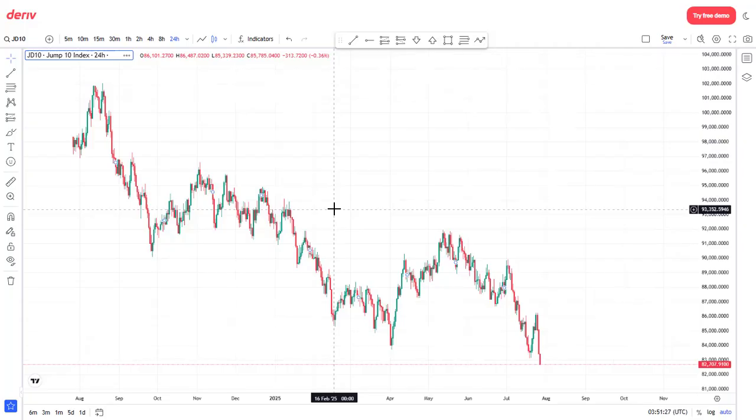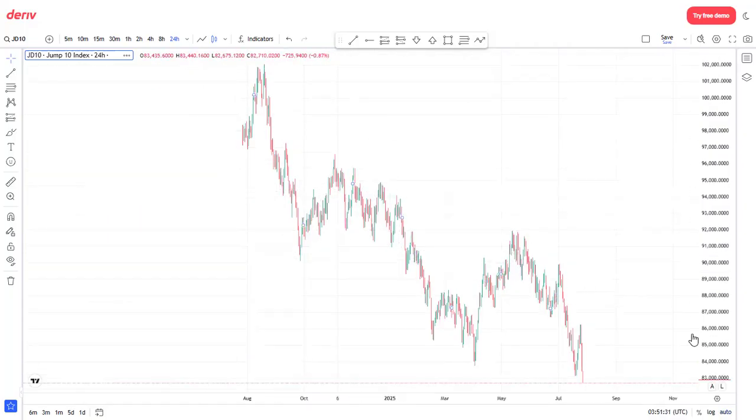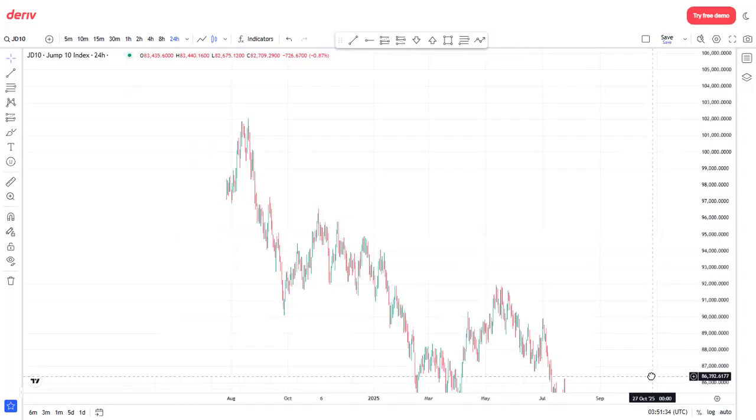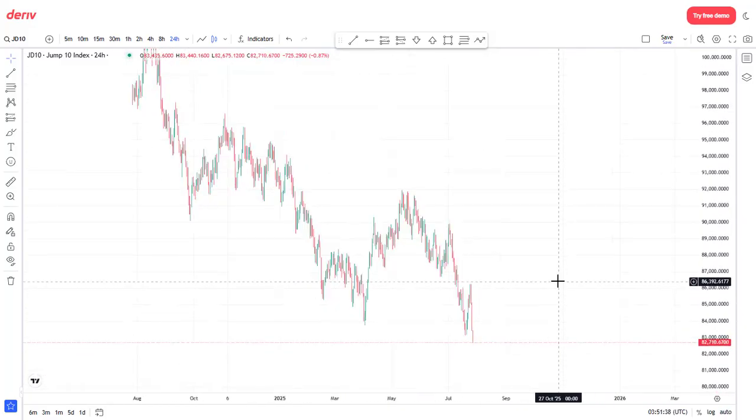So if we look at this Jump, let's move a little bit. If you look at this Jump, it is just moving down. Can you see that? It is just a downtrend. Unfortunately, on this Deriv TradingView for tariff, we don't have higher time frames such as monthly and weekly. It starts from daily. Therefore, we won't have much information.